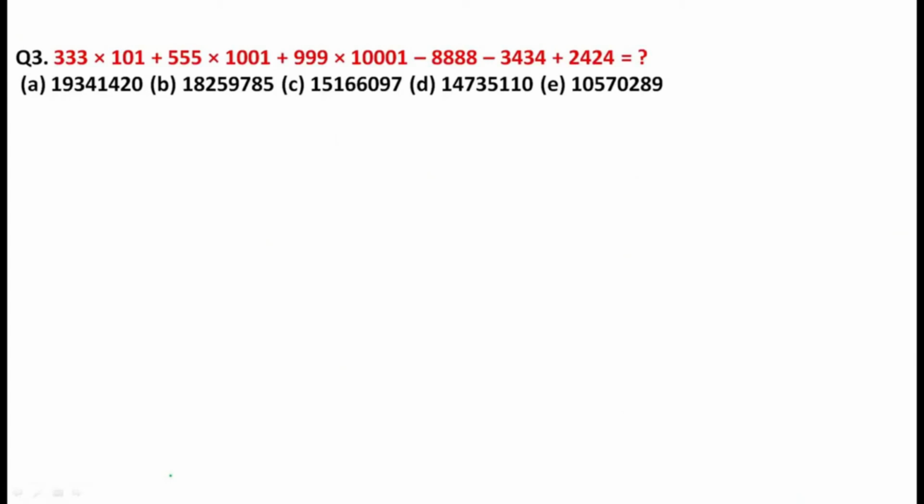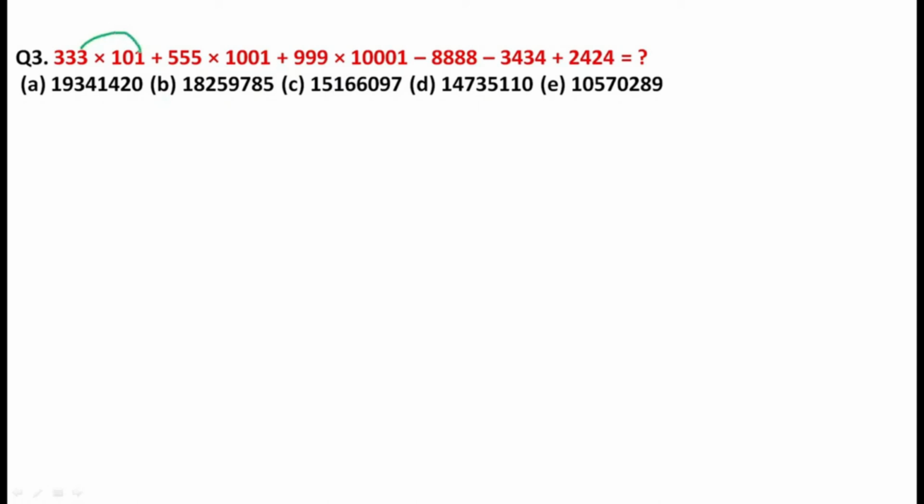If it is a larger multiplication, like 333 into 101 plus 555 into 1001 and 999 into 1001 minus 8888 minus 3434 plus 2424. Guys, if you observe the options, the units places are 0, 5, 7, 0, 9. So 0 is repeated and the remaining three options are completely different. Then just go for the application of the units place concept. Guys, don't go with the entire multiplication. Just cross verify within seconds. If it is having a zero resultant, definitely you need to go with the entire calculation.